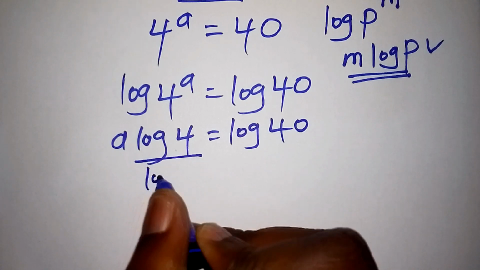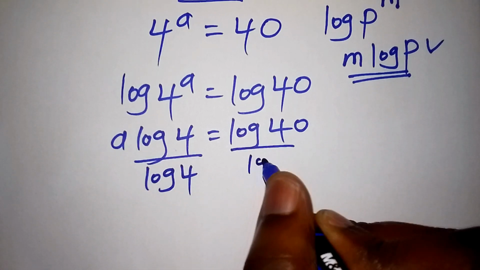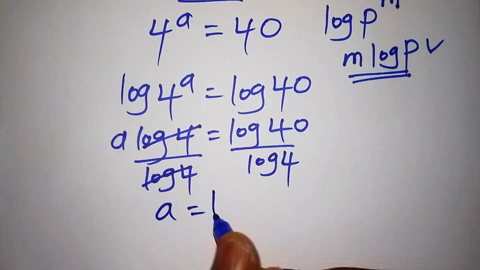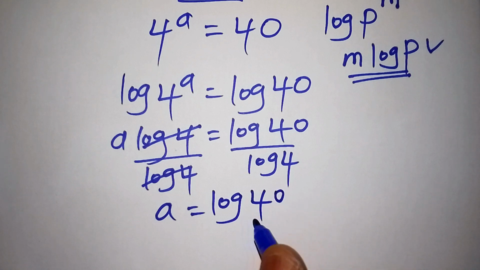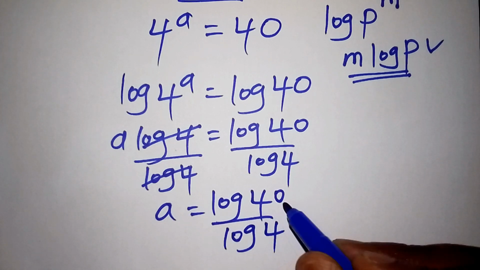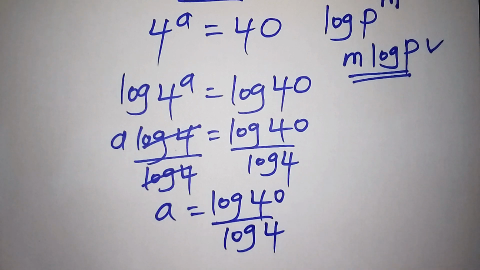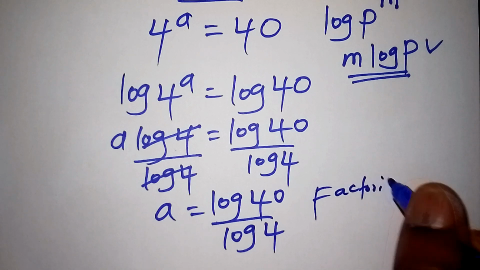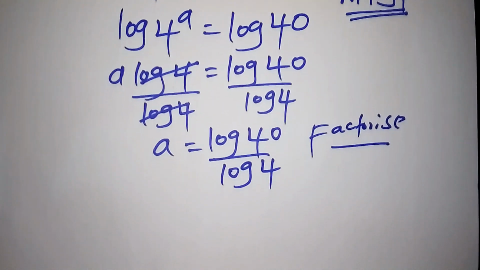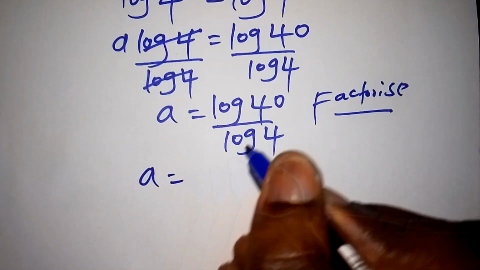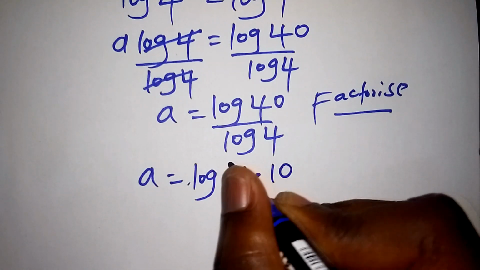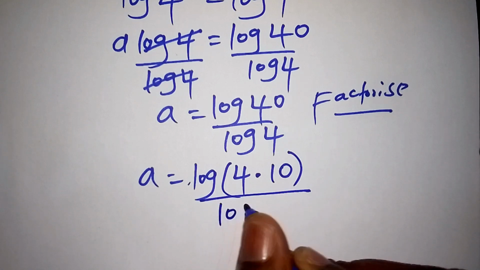From here, we divide both sides by the log of 4. Log 4 and log 4 cancel, so now a equals the log of 40 all over the log of 4. This is not the final answer, so we shall factorize it. a equals, so the log of 40 can also be written as the log of 4 multiplied by 10, all over the log of 4.